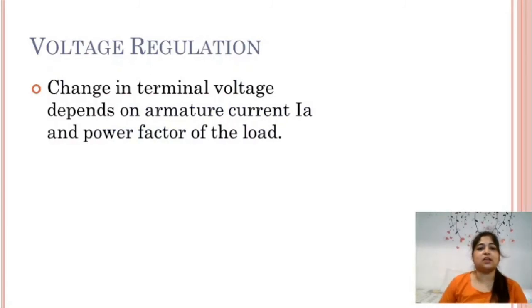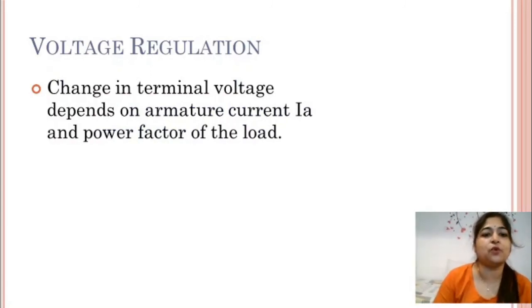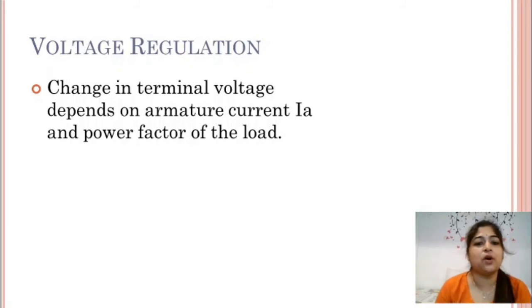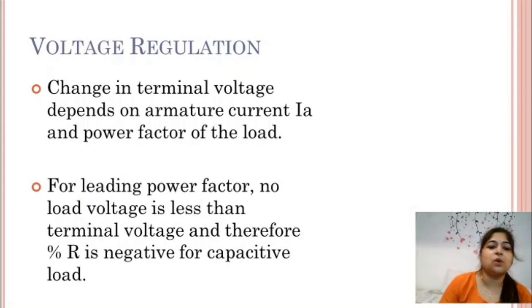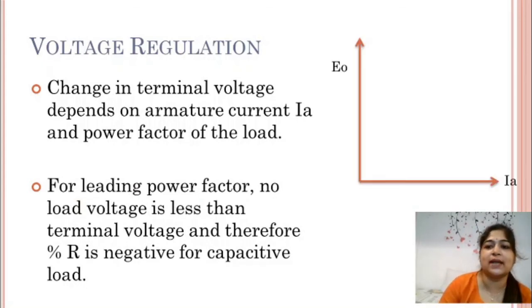So let's try to understand the nature of voltage regulation for different types of load. Change in terminal voltage depends upon armature current, that is Ia, as well as the nature of load or the power factor of load. As the current goes on increasing, the drops also increase. As the drop increases, more and more difference in the terminal voltage will be there. Clear? From no load to full load. Similarly, it depends upon the nature of load. If it is resistive, inductive, capacitive, accordingly the voltage regulation will be different. It also depends upon the power factor, right? So we'll just see a simple diagram here.